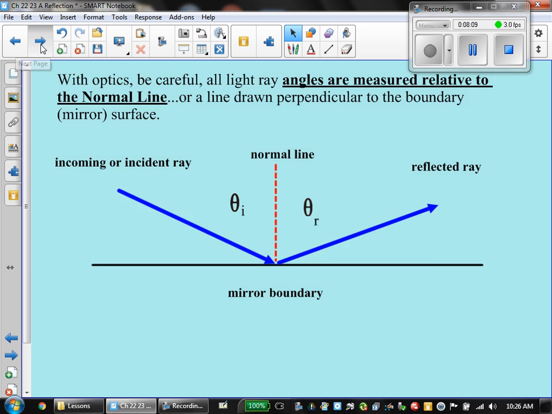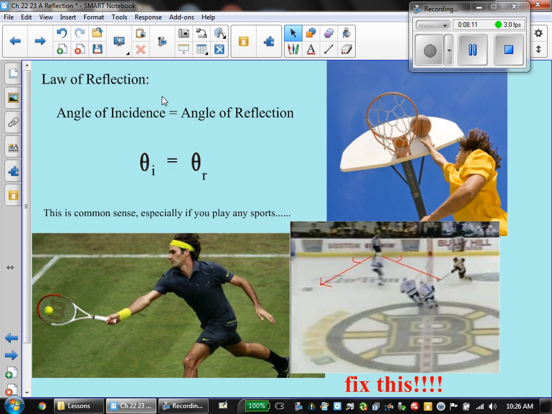If you play any sports, you know this. By the way, this is called the law of reflection. Angle of incidence equals the angle of reflection. If you play tennis, you manipulate your racket to reflect the ball at a certain angle. When you shoot a basket, you bounce off the backboard. You kind of intuitively get that. Here in hockey, they're showing a guy passing a puck off the boards to a teammate or down the ice.